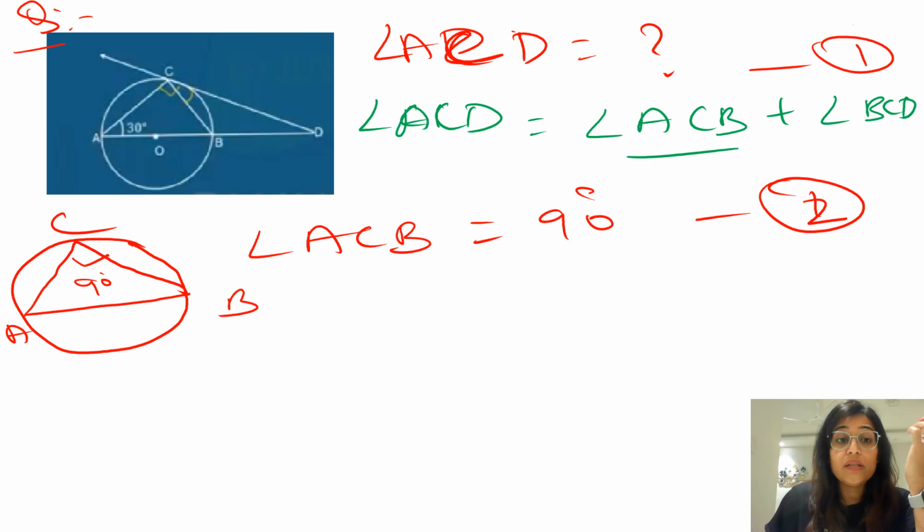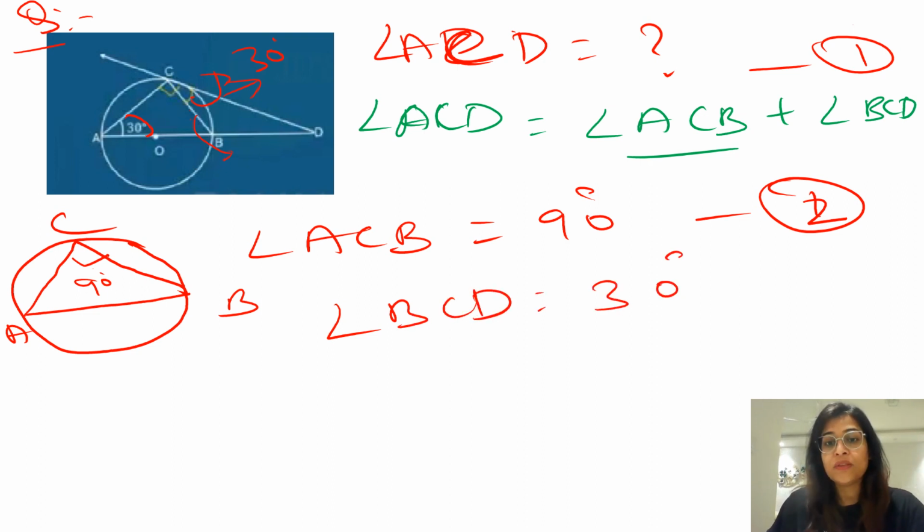Now come to this angle BCD. I can apply the alternate segment theorem, which we have just learned. It says that the angle between the chord and the tangent, and this is the tangent at the point C, is equal to the angle made by the same chord in the alternate segment. So by the alternate segment theorem, this angle is 30 degrees.